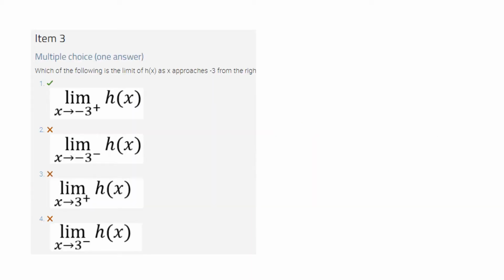On number 3, which of the following is the limit of h of x as x approaches -3? The first thing you need to do is to observe the negative numbers. So -3, -3. The first and second options must be one of your answers, okay? And since that is from the right, then it must be positive on top. That is why the first option is the correct answer.